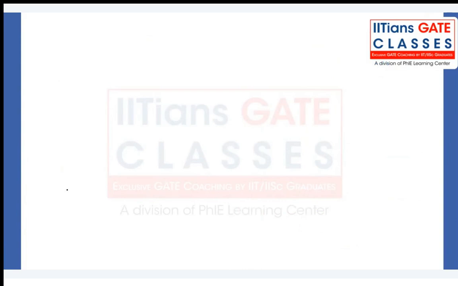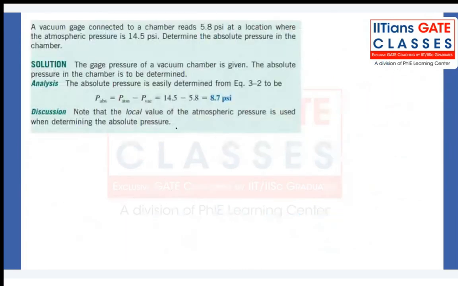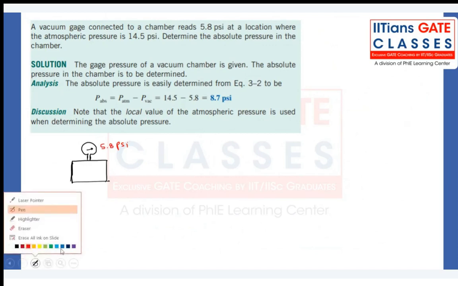Now you will see an example. A vacuum gauge is connected to a chamber. Let's suppose there is a chamber and I'm connecting one gauge which shows me a reading of 5.8 psi. That is the unit of pressure they follow in America; here we deal with kilopascal or megapascal. The vacuum gauge connected to the chamber reads 5.8 psi at a particular location.